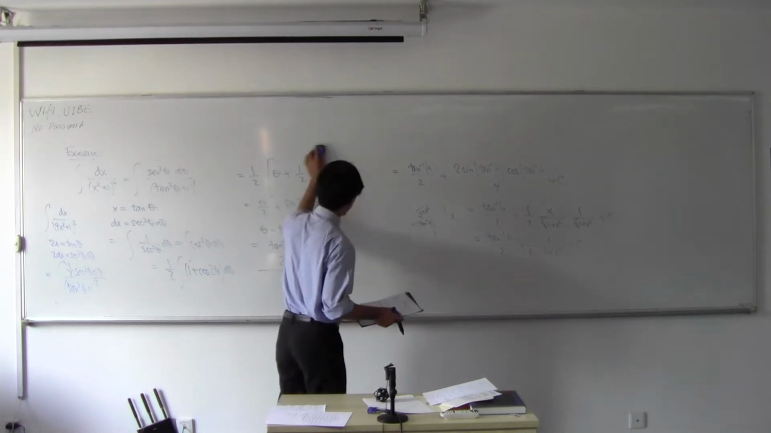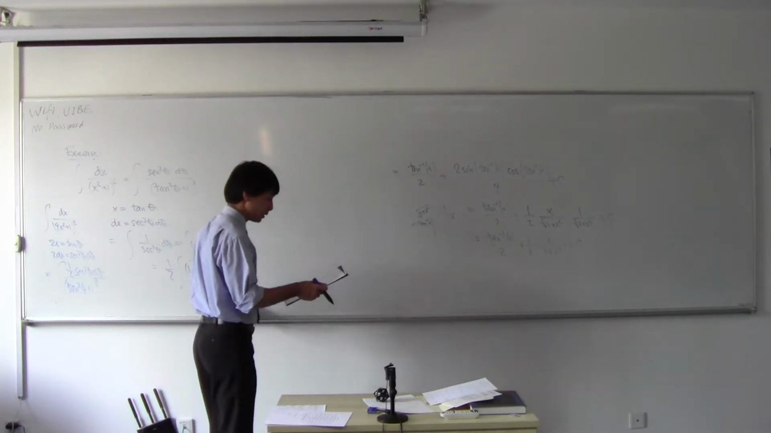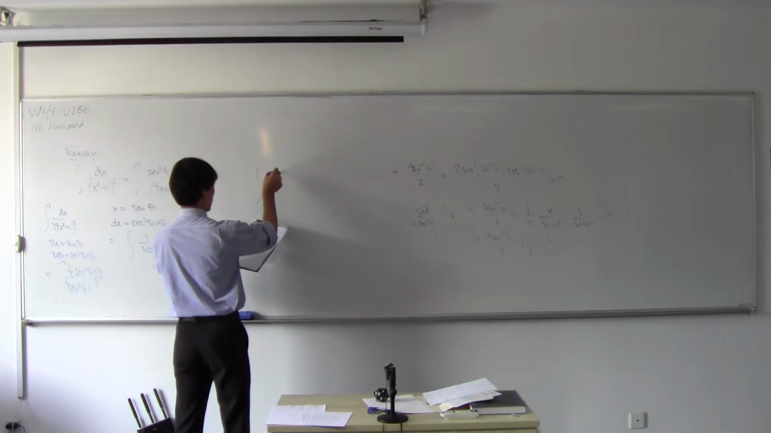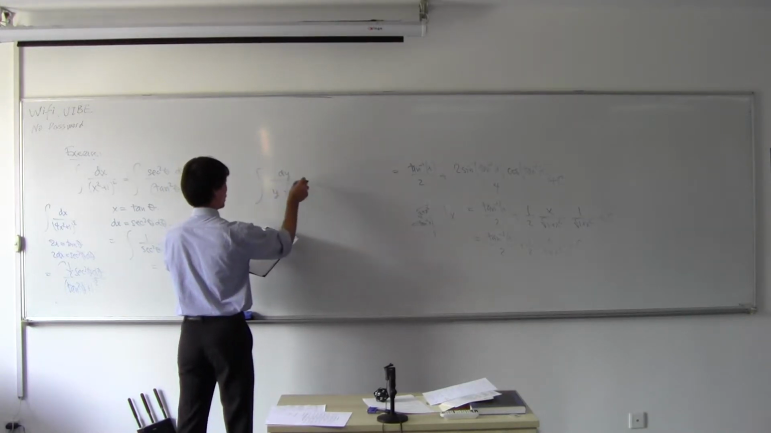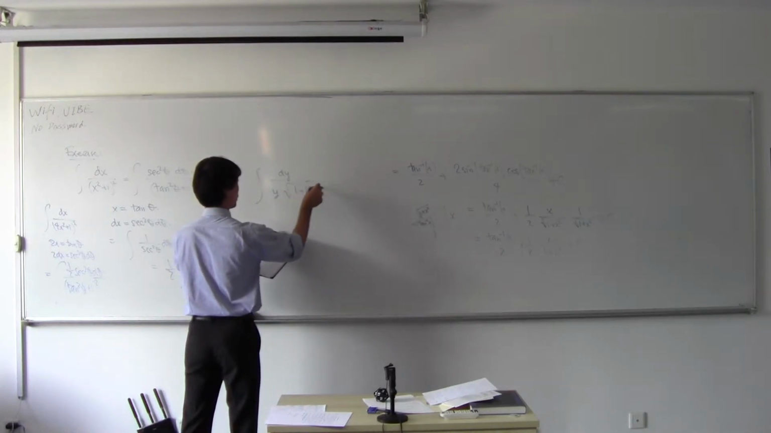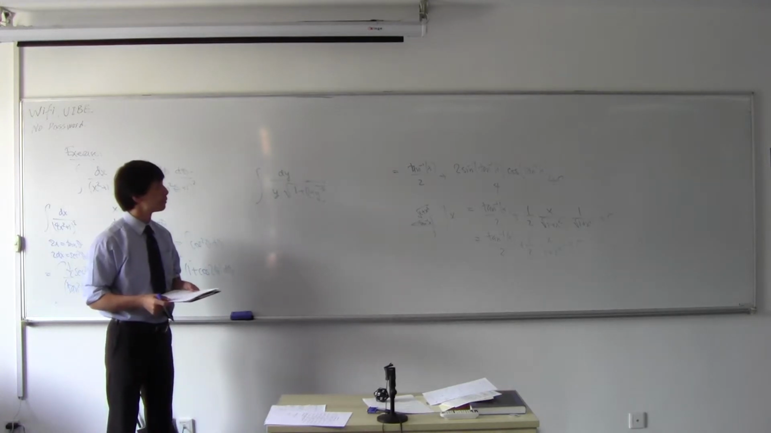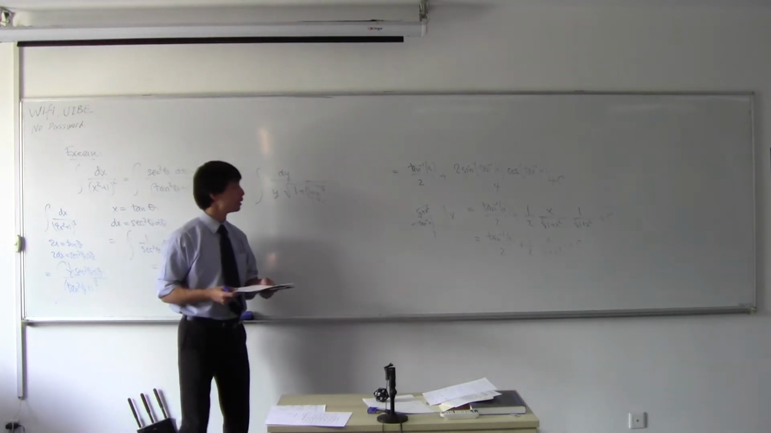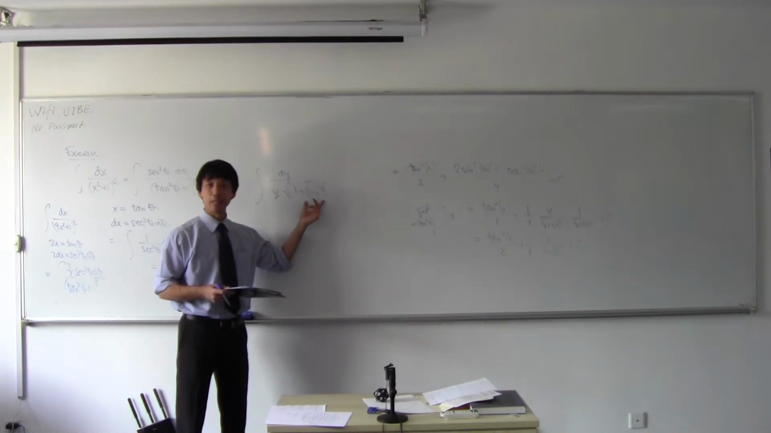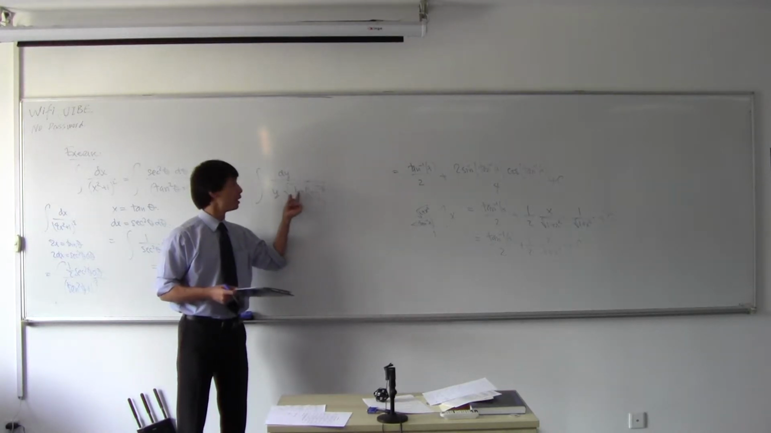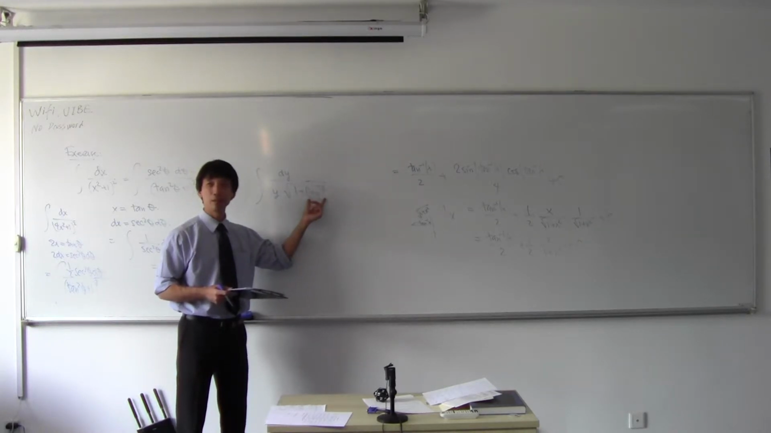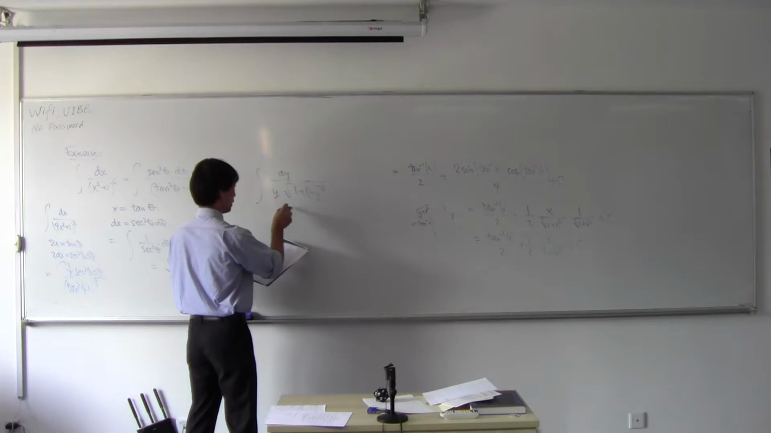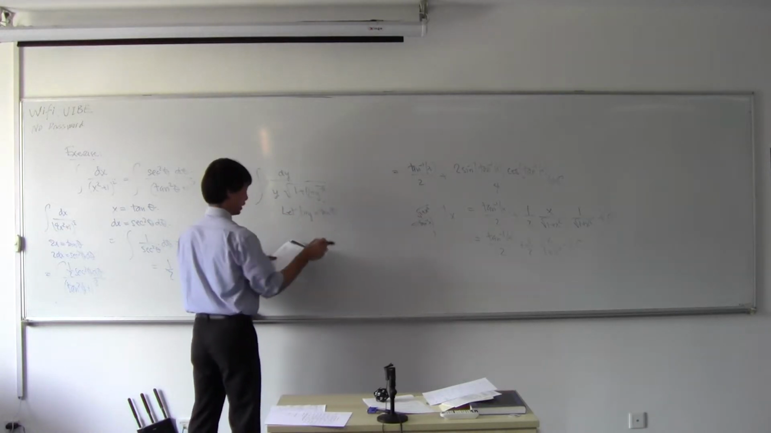Okay. Let me do an example that's even more messed up. Suppose I have something like this: dy over y times the square root of 1 plus the natural log of y quantity squared. In this case, what am I going to do? I want 1 plus tangent squared, right? So I'm going to take natural log of y to be tangent. Say, well, just let natural log of y be the tangent of theta.